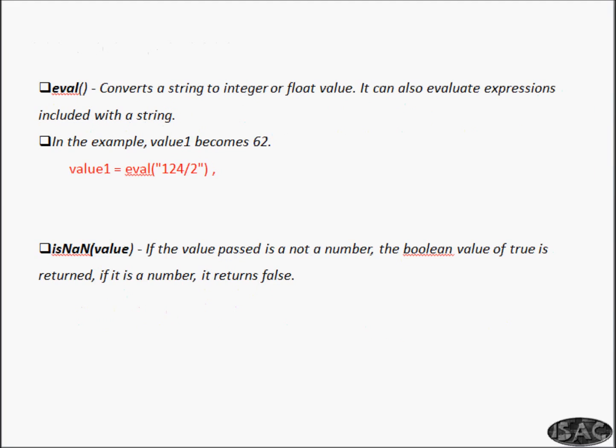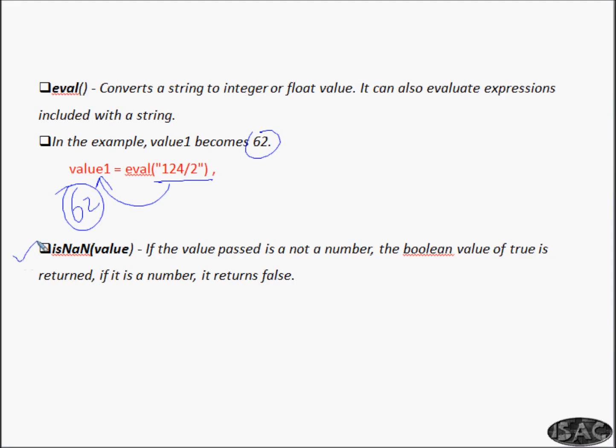Now there is eval. In eval you can have some expression, and it will perform an evaluation on that expression and then return the result. You can notice here 124 divided by 2. If I divide first, I get 62, so this will return 62. It converts a string to an integer or float value, and it can also evaluate an expression included within a string. If you have plus, minus, divide operators inside the double quotes, it will evaluate it.